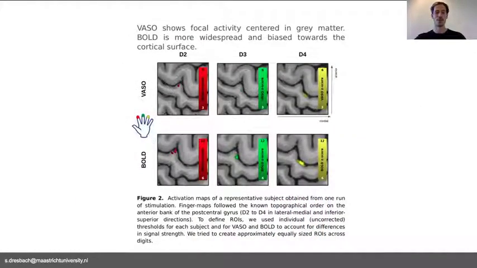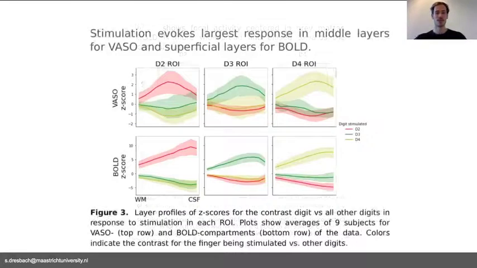In figure 2 of the poster, we show activation maps of a representative subject following stimulation. Importantly, we see nice and focal activations in central gray matter for VASO, and we were able to draw regions of interest for each subject and finger individually. Figure 3 then shows z-scores for each finger across cortical depth and across participants. We can clearly see peaks in middle layers for VASO illustrating its specificity and peaks in superficial layers for bold.